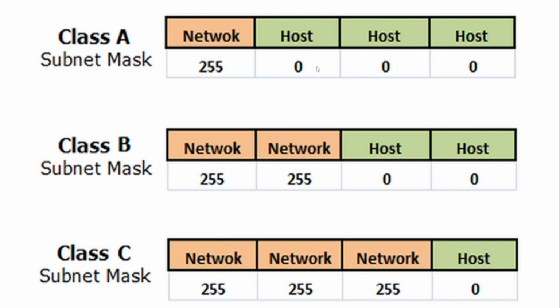So you can see 255.0.0.0. This part is for the network and the rest is for the host. And here also we have 255, 255, and then 0 and then 0. So these two parts are for the network and these two parts are for the host.